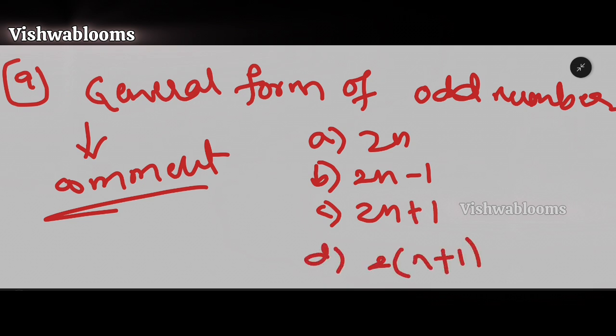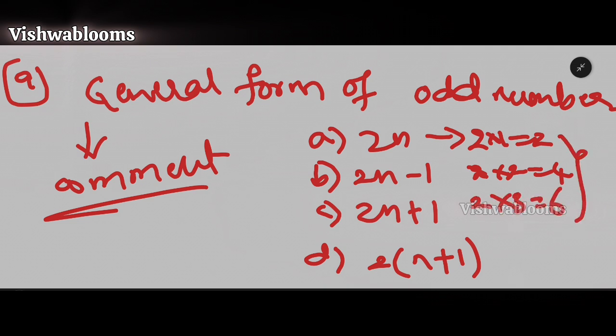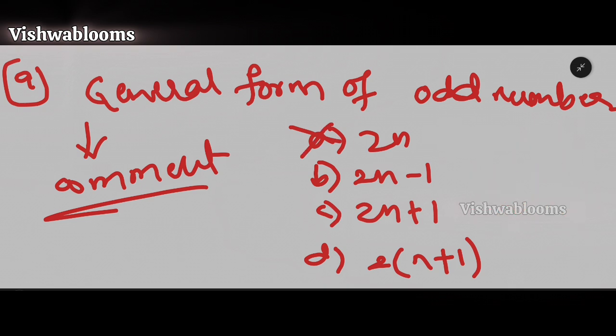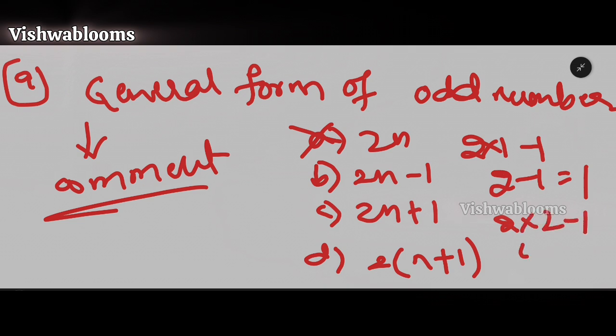Now 2n, it is even numbers because 2 into 1 is 2, 2 into 2 is 4, 2 into 3 is 6. So these are all even numbers, right? So this cannot be the representation of an odd number. So option A is wrong. 2n minus 1, yes, see. 2 ones are 2, minus 1, so 2 minus 1 is 1. Next, 2 into 2 minus 1, 4 minus 1 is 3. Yes, these are odd numbers.